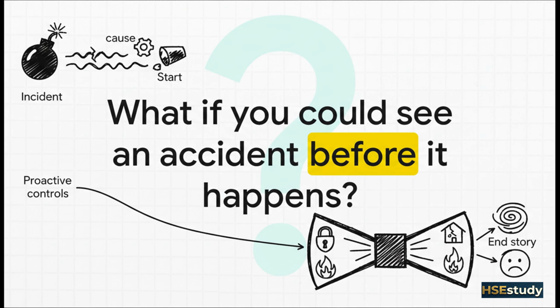It's a huge question, right? And it gets right to the heart of what makes this method so incredibly valuable. Instead of just reacting to incidents after the fact, Bowtie Analysis lets you proactively map out the entire story of a potential failure, all the way from its causes to its consequences.